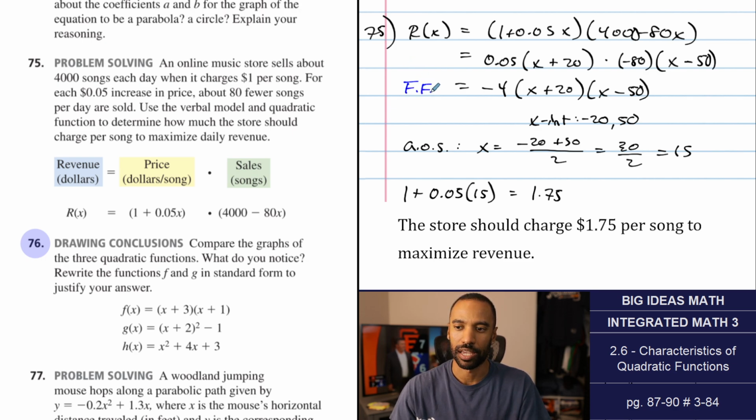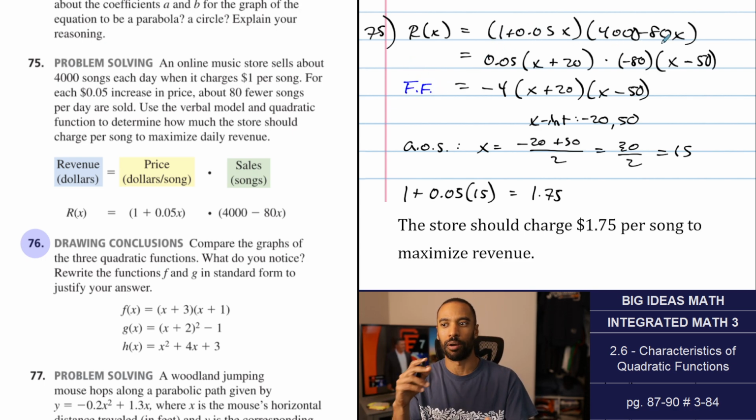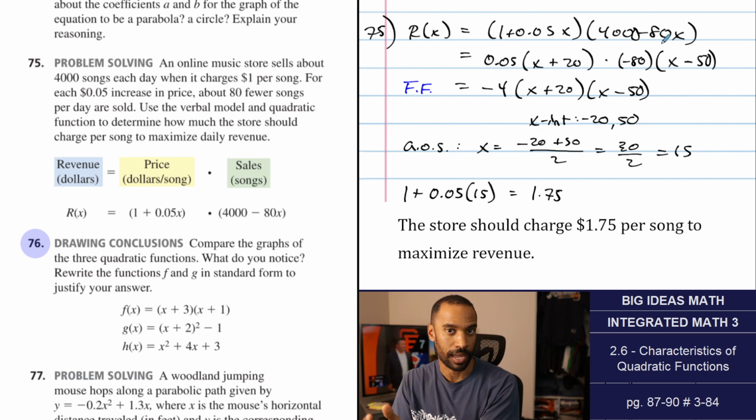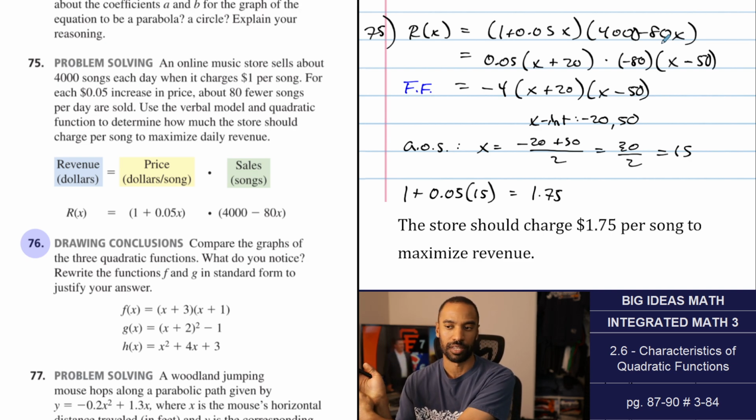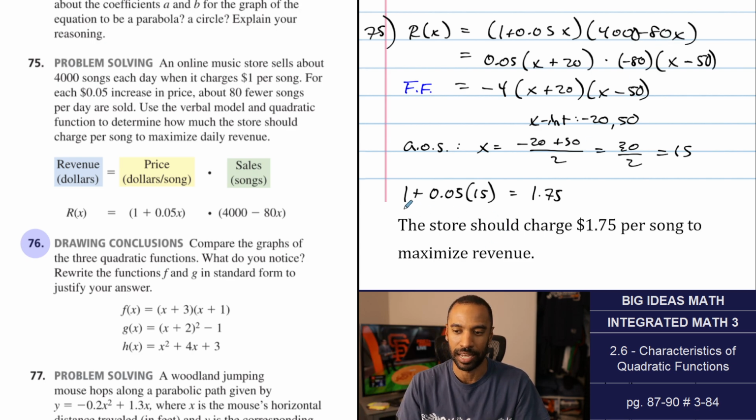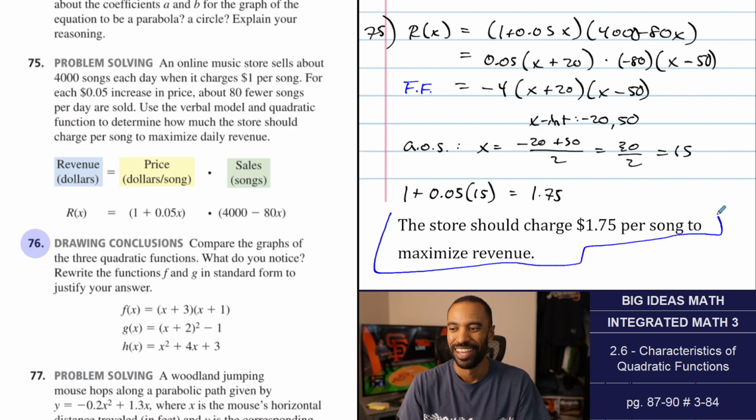What I could have done was I could have FOILed everything out, got it into standard form, used negative b over 2a to get that same x value of 15. I didn't. It was a time-saving thing. Now I think I'm just moving on. I still want to make sure I fit it within that time slot here.